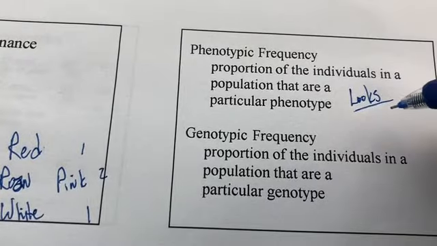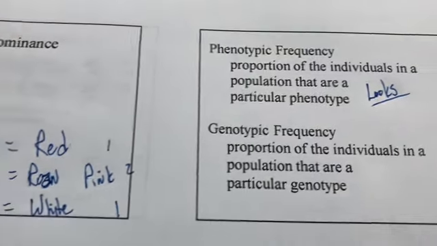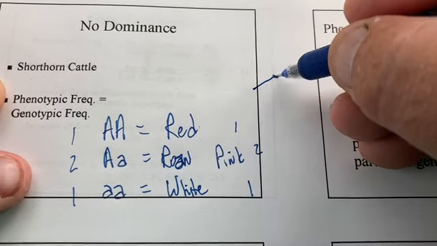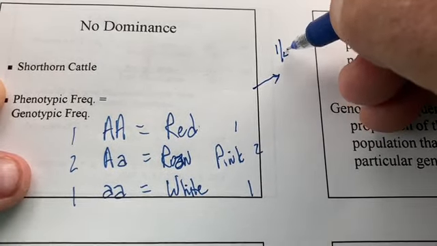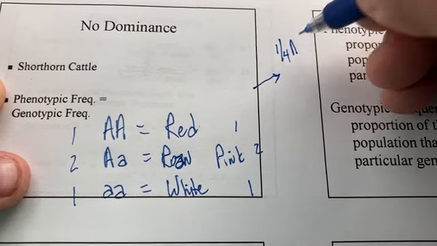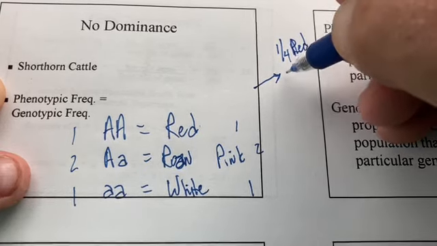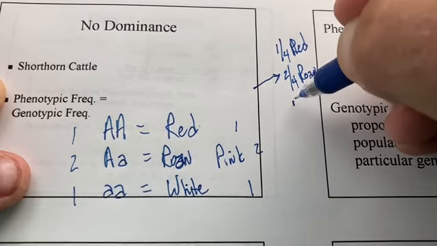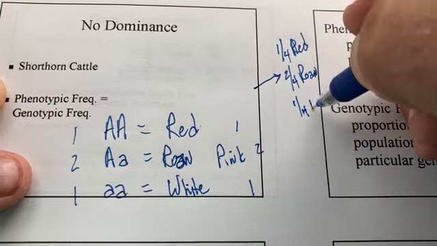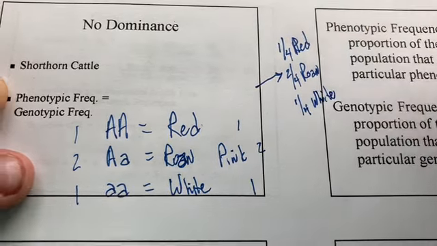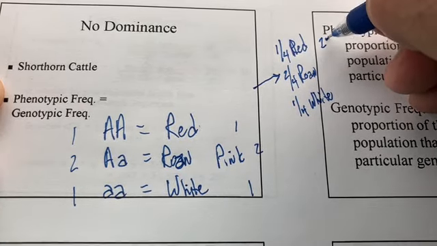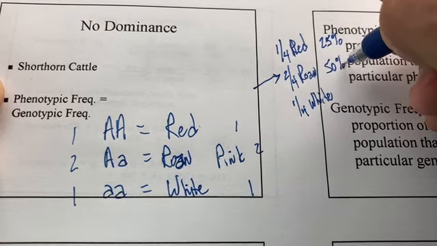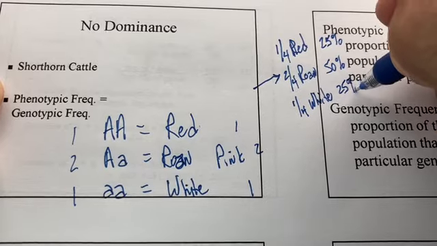So, you know, what percent? If we had them from back here before, boom. I've got 1 out of 4 red. I've got 2 out of 4 roan. And I got 1 out of 4 white. So that's going to equal 25%, 50%, and 25%.